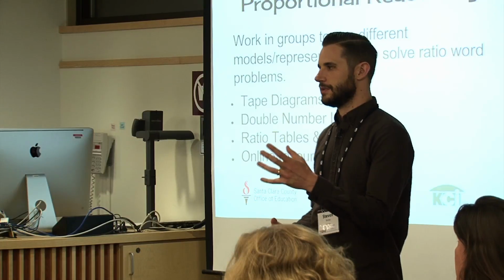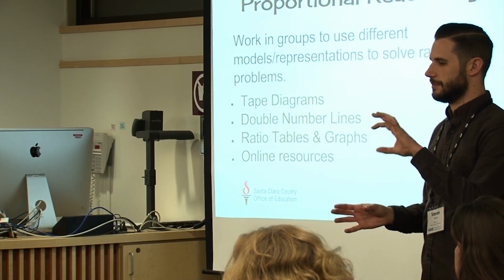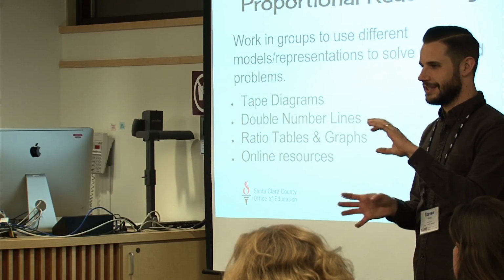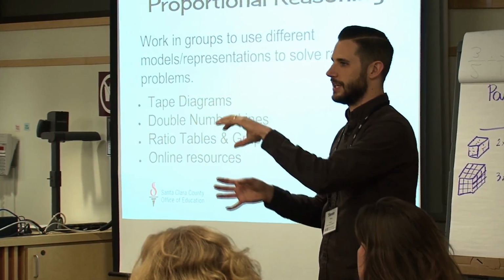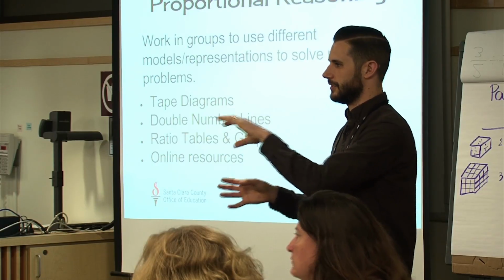I like how the double number line shows the relationship between the qualitatively different quantities as they grow together. They're growing at different rates together, but that growth is at a constant.